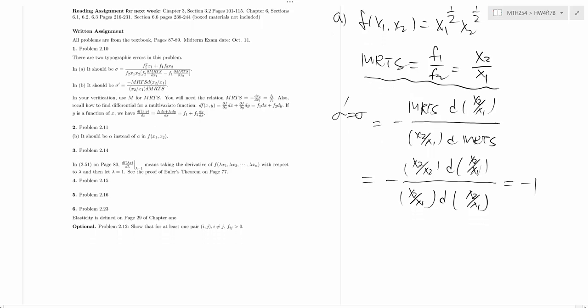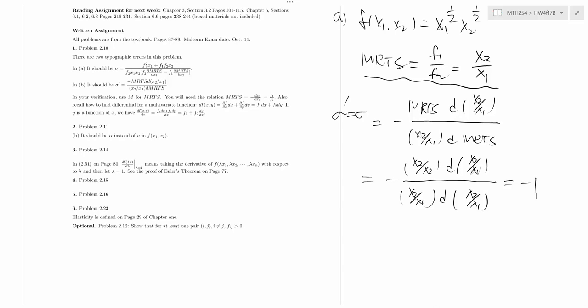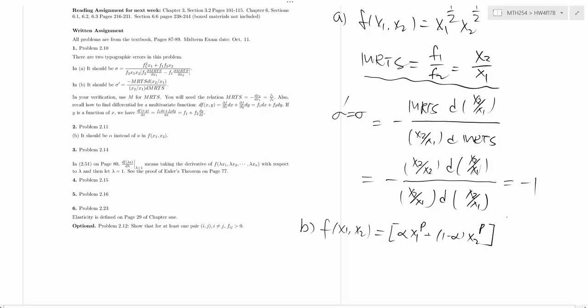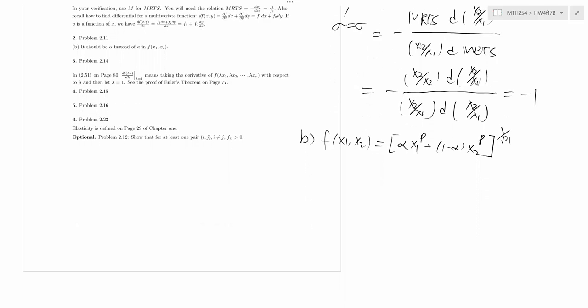Okay, now let's look at problem B. You may think problem B is actually pretty hard to do, but actually it's not. It's about the same. So problem B, we have this f of x1, x2, and we have quite a complicated function over here. We have alpha x1 to the power p plus 1 minus alpha and x2 to the power p, and then we have 1 over p. This is rather an interesting function. Its meaning we will not try to explore, but you do the same thing.